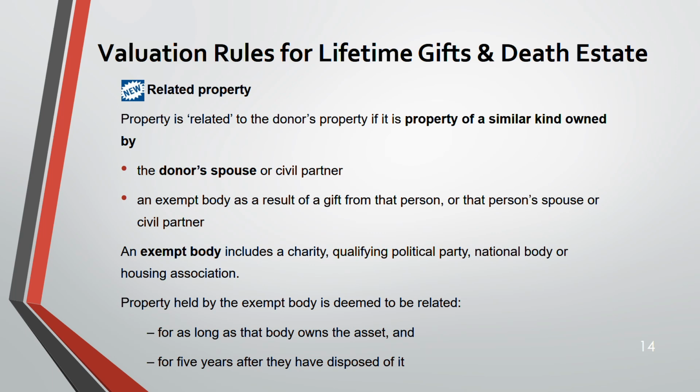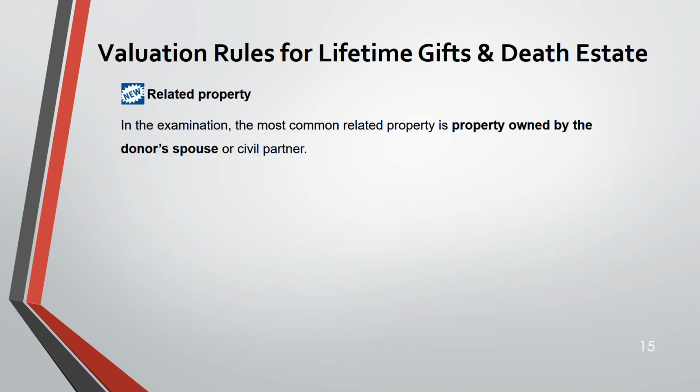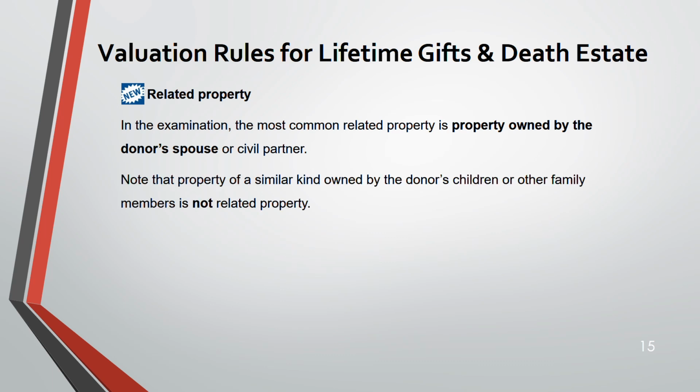Then it is deemed to be related. We'll definitely do questions on this. So in the exam, the most common related property is what? Property owned by the donor's spouse. Note, property of a similar kind owned by the donor's children is not related property, remember, or any other family member. Only it has to be spouse or exempt body.